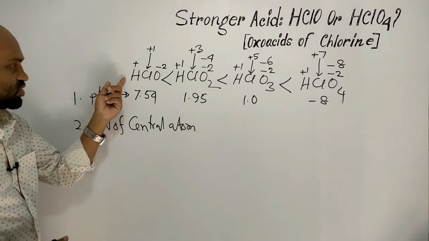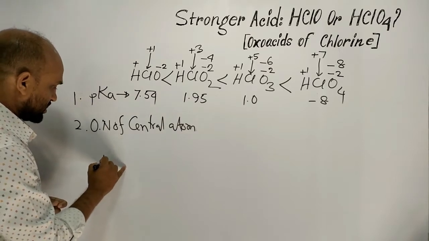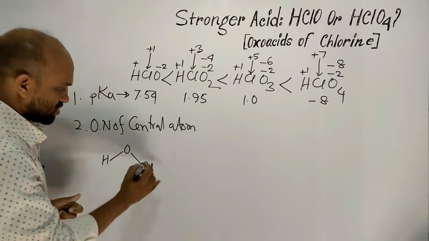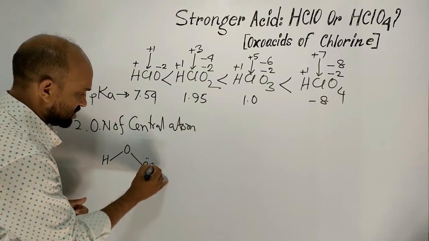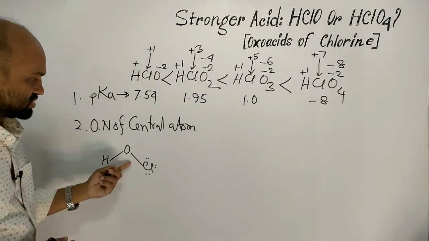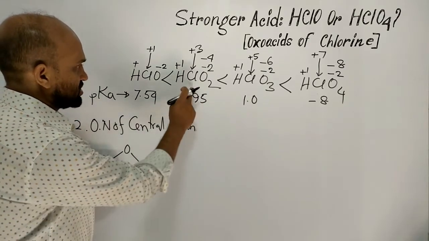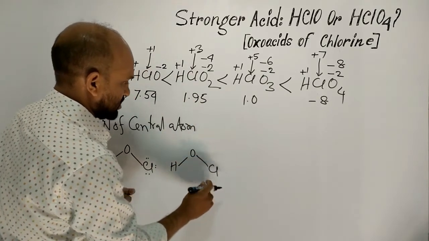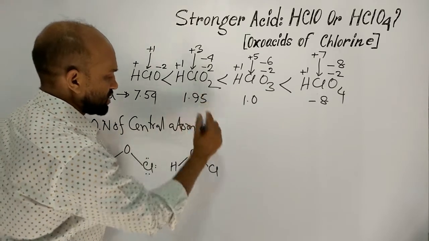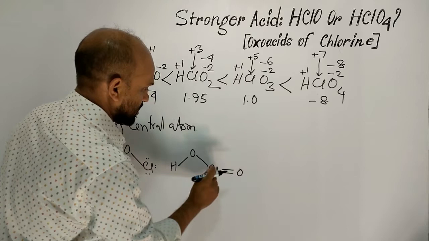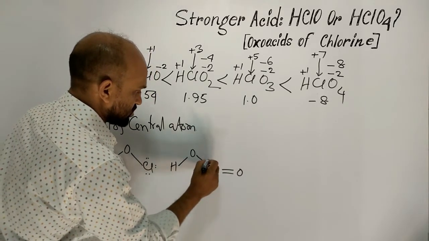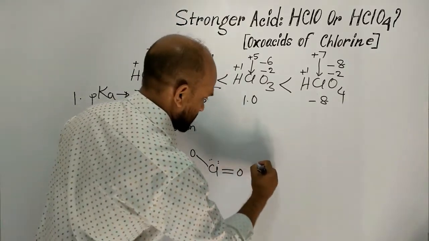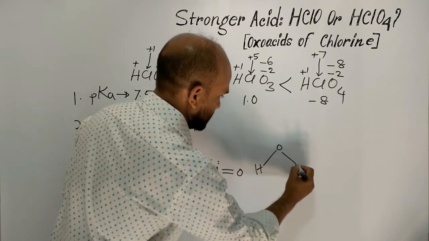First of all, hypochlorous acid. The structural formula is hydrogen, oxygen, here chlorine. Chlorine carries 3 lone pairs of electrons. This is hypochlorous acid. Next is chlorous acid. Hydrogen, oxygen, chlorine. This chlorine carries 1 additional oxygen atom, and in this case chlorine bears 2 lone pairs of electrons. Now chloric acid. Hydrogen, oxygen, chlorine.